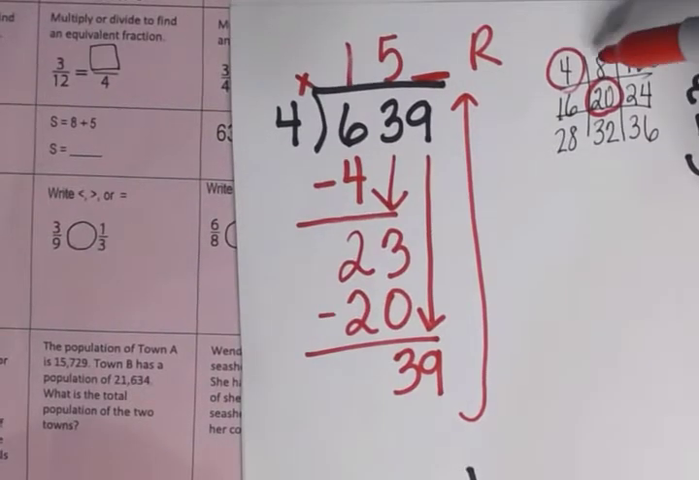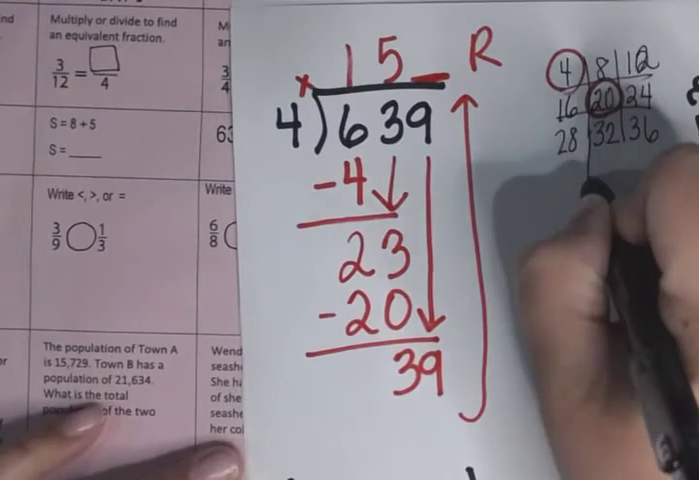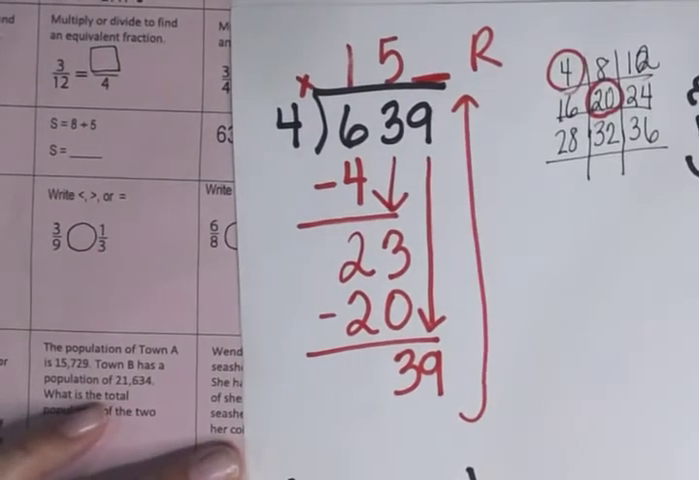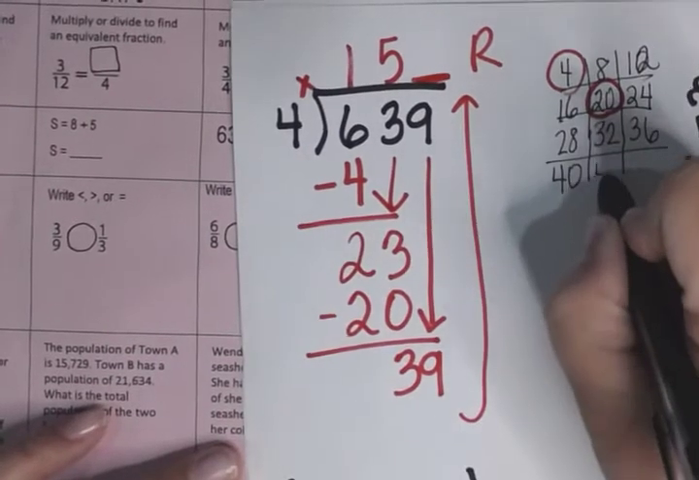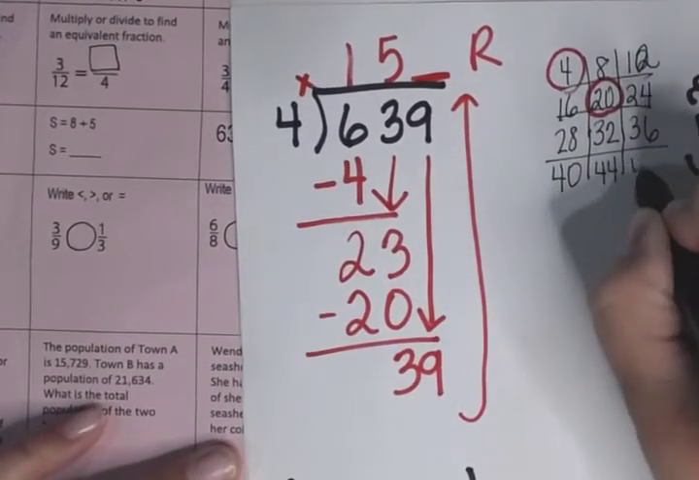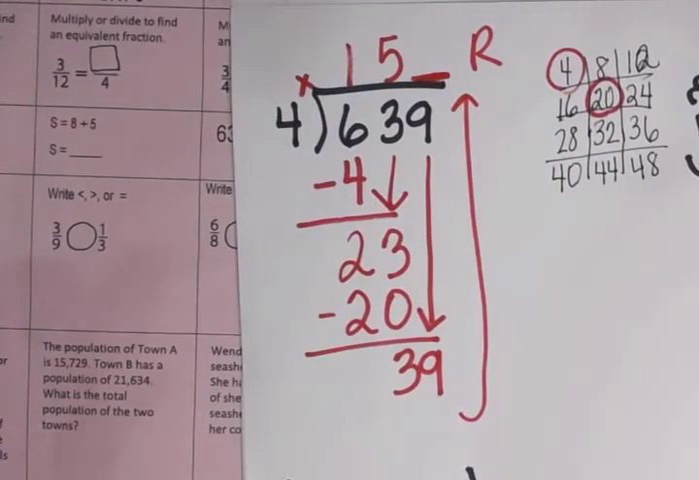Wait, did I have 4, 8, 6? I missed another row, didn't I? 36, 40, 44, and 48. There we go. I thought it looked a little small. All right, so I'll let you finish this problem.